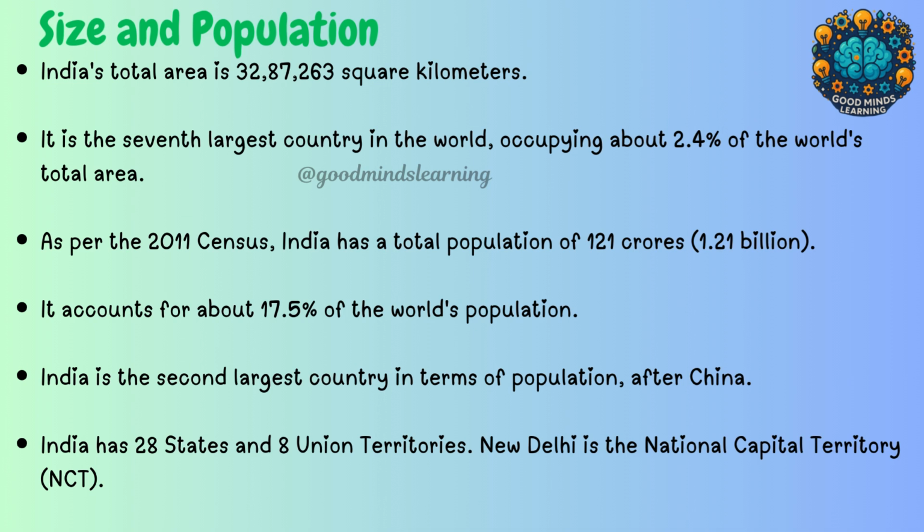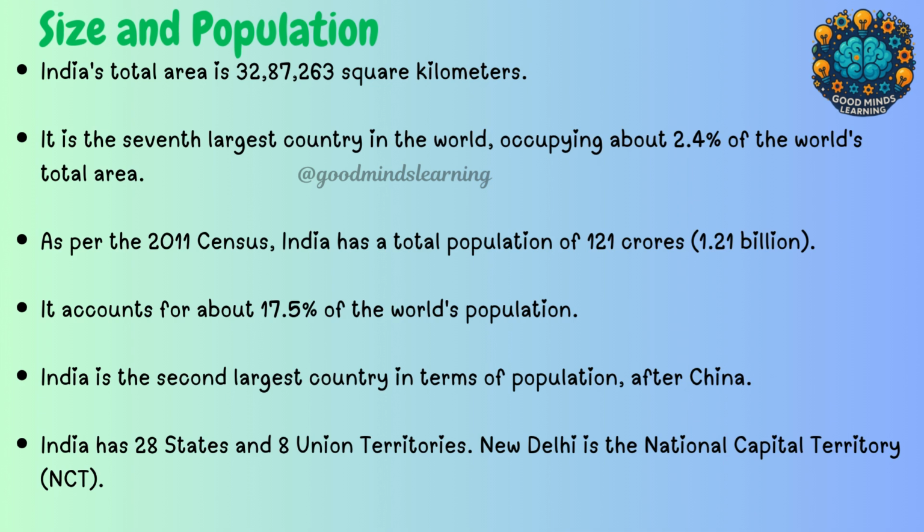Size and population. India's total area is 32,87,263 square kilometers. It is the 7th largest country in the world, occupying about 2.4% of the world's total area. As per the 2011 census, India has a total population of 121 crores, 1.21 billion. It accounts for about 17.5% of the world's population. India is the second largest country in terms of population, after China.